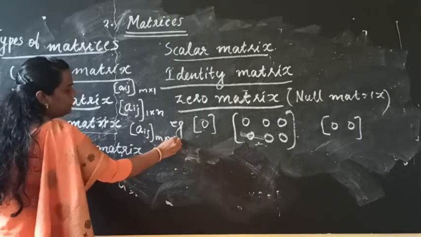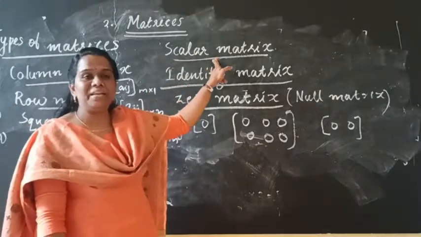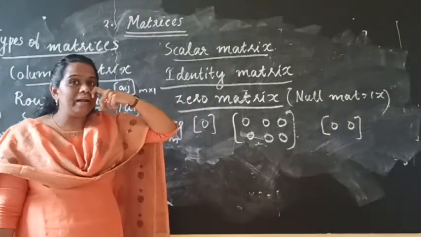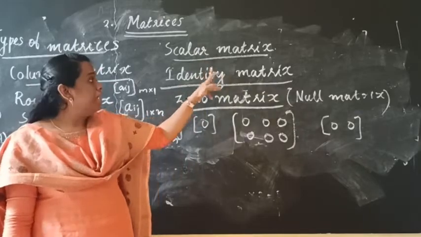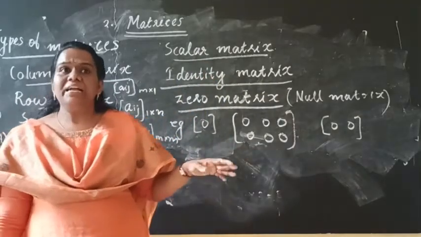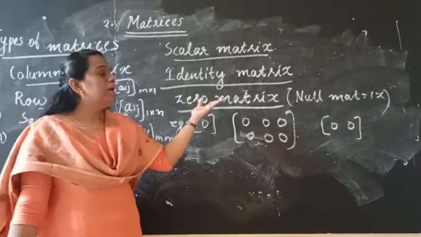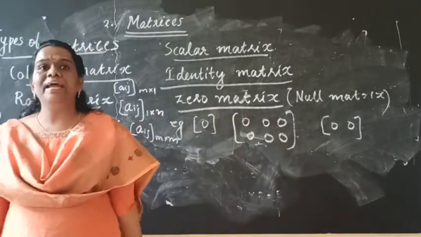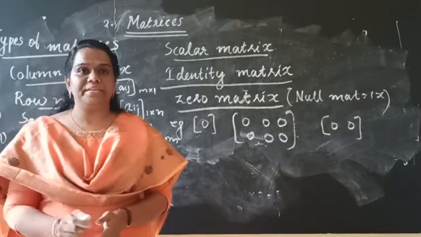What is a diagonal matrix? It is a square matrix where the diagonal elements are non-zero and the other elements are zero. A scalar matrix is a diagonal matrix whose diagonal elements are the same, equal. And identity matrix: diagonal elements are 1 and all other elements are 0. And zero matrix: all the elements are 0. Such a matrix is known as a zero matrix.